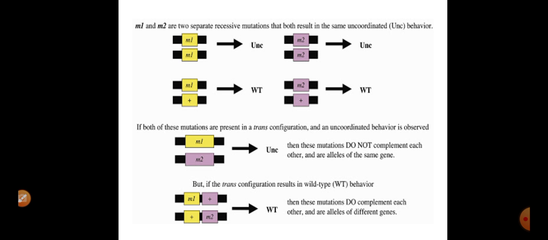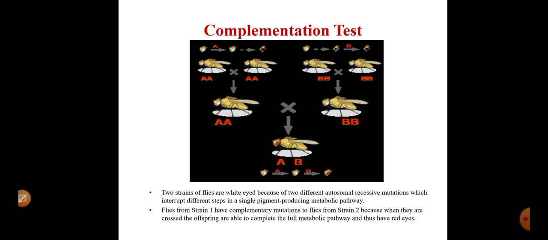Okay, so again go to the first figure where you can get a clear idea about uncoordinated behavior, where they are alleles of the same gene, and in wild type behavior they are alleles of different genes. That is why this is again a cis-trans configuration.